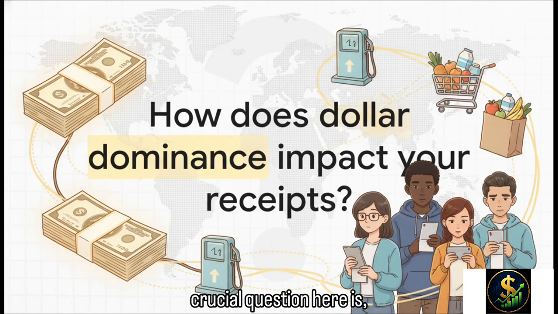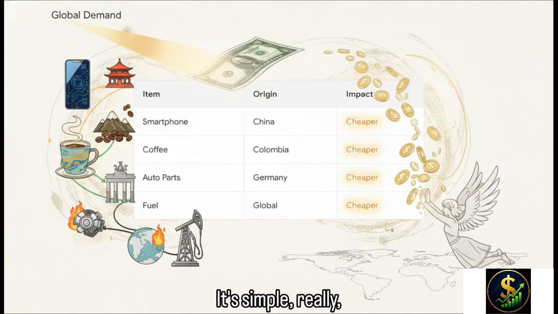So the absolutely crucial question here is, how do foreign central banks holding billions in reserves actually impact your local grocery run or your receipts at the gas station? It's simple, really, because global demand keeps the dollar so remarkably strong, your purchasing power as an American consumer is artificially elevated. That smartphone assembled in China? Cheaper. The average prices you pay for groceries, like your morning coffee made with beans from Colombia? Cheaper. Auto parts manufactured in Germany, or the fuel prices you pay at the local gas pump, all of it is artificially cheaper. This exorbitant privilege is the primary reason everyday imported goods remain so affordable for American consumers. The rest of the world's need for your currency is directly subsidizing your lifestyle.